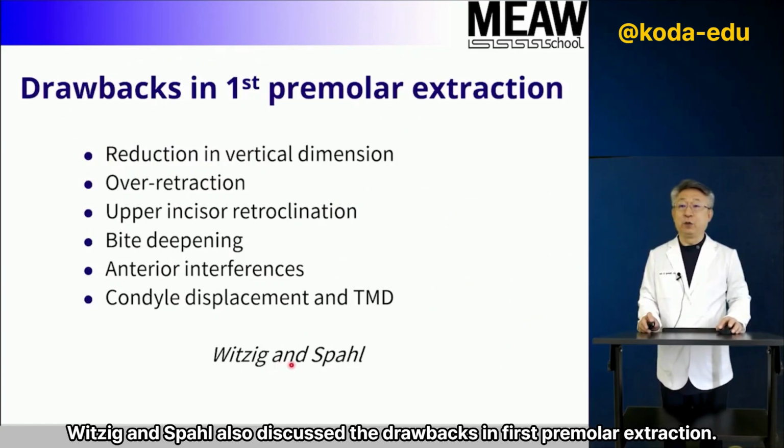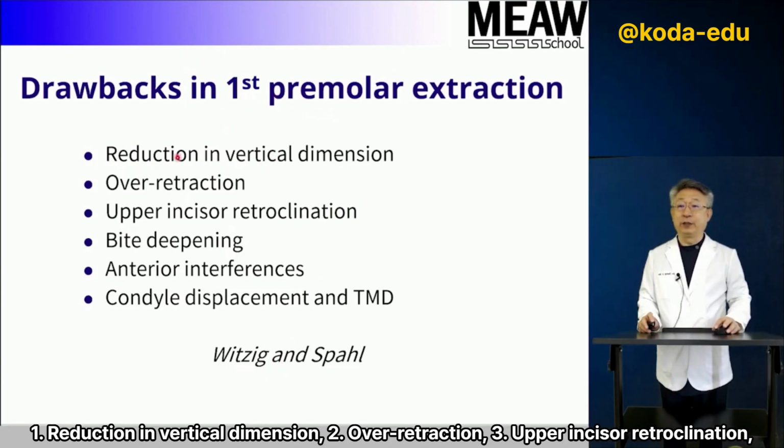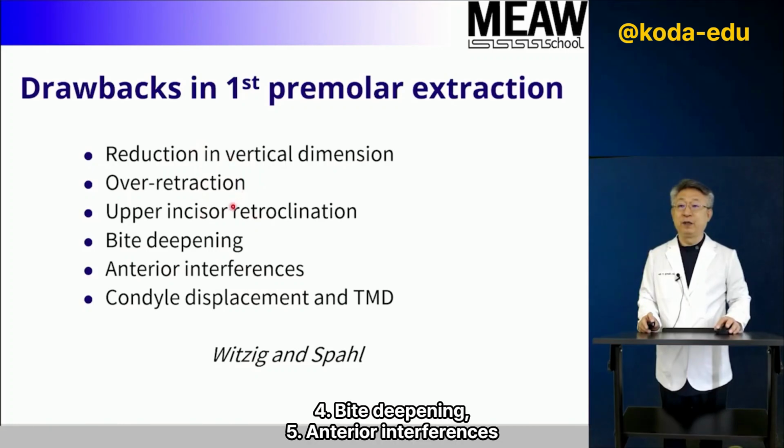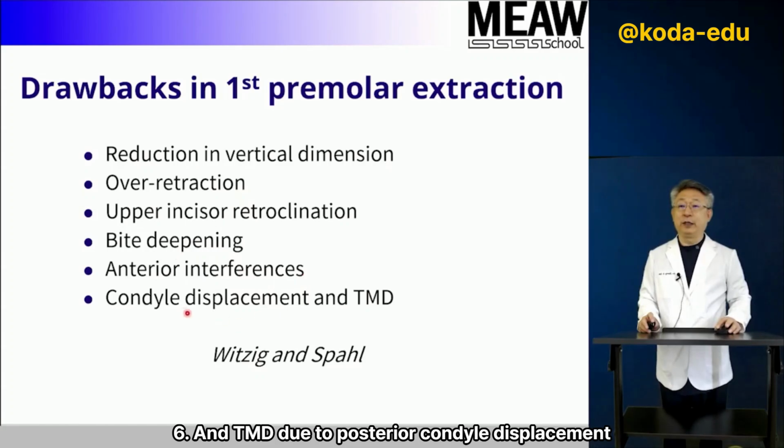Witzig and Spahl also discussed the drawbacks in first premolar extraction. 1. Reduction in vertical dimension. 2. Over-retraction. 3. Upper incisor retroclination. 4. Bite deepening. 5. Anterior interferences. 6. And TMD due to posterior condyle displacement.